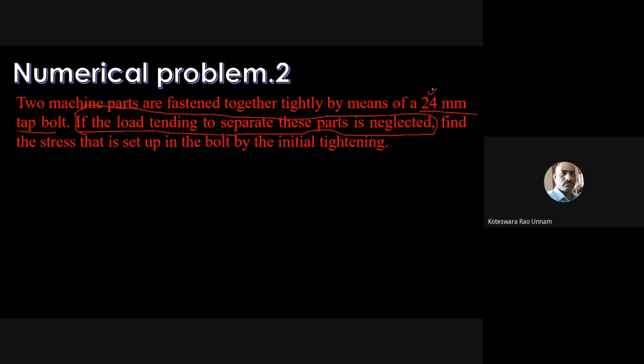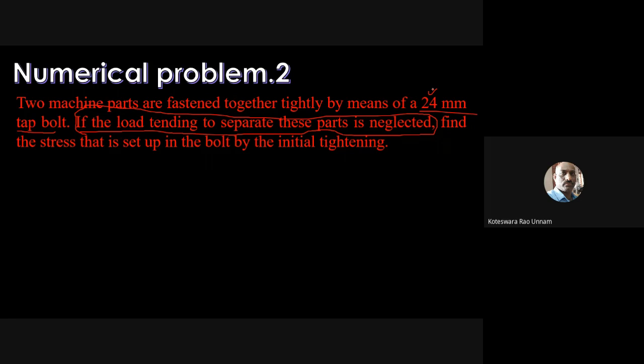You can take those things. But since nothing is mentioned in the problem, we'll take only coarse series. That is, we'll consider only basic series and we'll pick the tensile stress area as 353 mm square. So that value directly you'll get from the data book. So now once I know the AT value.